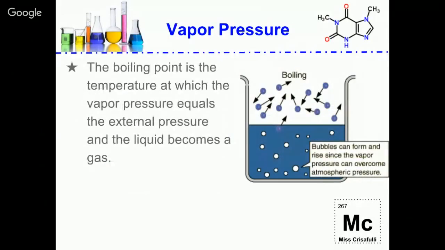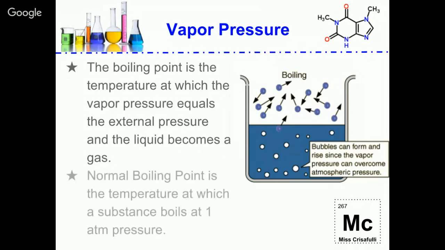The temperature at which the vapor pressure is equal to the external pressure is called the boiling point of the liquid, and that's when the liquid is going to become a gas. So the normal boiling point is the temperature at which a substance boils at 1 atmosphere.